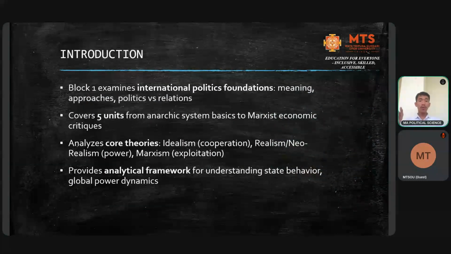In Unit 5, we are going to cover the anarchy system basis to Marxist economic critics. We are going to analyze theories like idealism, which talks about cooperation, realism and neo-realism, which talk about power, and Marxism, which talks about exploitation. And an analytical framework for understanding state behavior and global power dynamics. So we are going to discuss a framework for how we can analyze state behavior and how global power works.